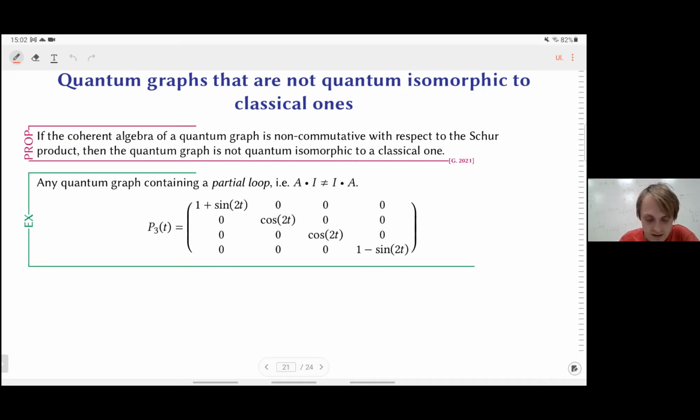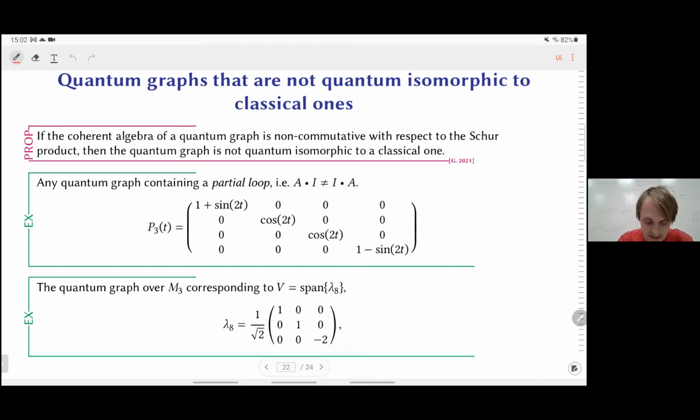The first example is when the quantum graph, when the adjacency matrix or the projection, cannot be compared to this identity in terms of the Schur product. So it neither somehow contains loops, nor does it not contain them. It's some sort of quantum superposition, as physicists would say. So this is a pure quantum phenomenon that you cannot have with classical graphs. This forms an example of a quantum graph which is not quantum isomorphic to a classical one.